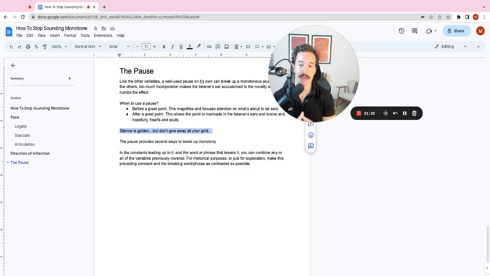Again, this is my home base. Silence is golden. But don't give away all your gold. There, we're playing with the pitch, the pace, the resonance, the inflection on golden. And then going back to normal for "don't give away all your gold." I think I've made my point. Play around with this, break out of that monotony.